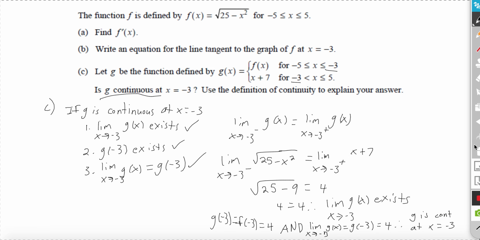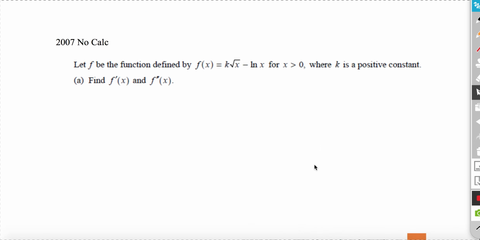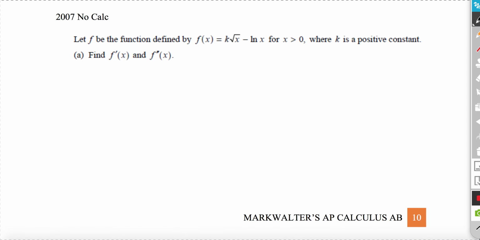All right, let's take a look at the next free response question that I gave you. I only gave you one part of this one. The other one I gave 3 out of the 4 parts. One part for this one. Let f be the function defined here. They get k square root of x minus natural log of x for x is greater than 0, where k is a positive constant. So k is some constant. All right. It says in part A, find the first derivative.